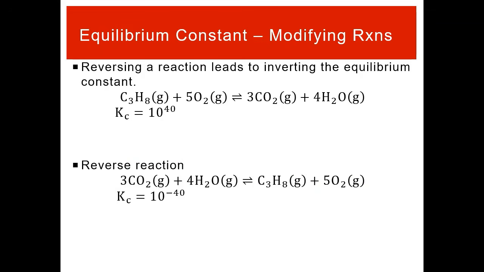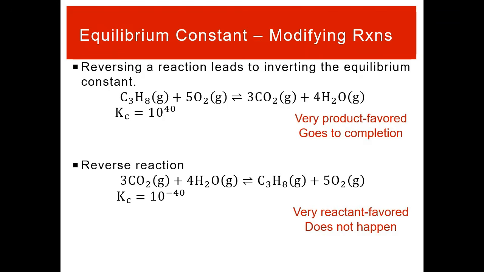We can also look at a bit more extreme reaction, the combustion of propane, C3H8 plus 5O2 gives me 3CO2 and 4H2O. So the Kc for that is 10 to the 40th. If we reverse the reaction, again, we just invert the equilibrium constant. So the reverse reaction has a Kc of 10 to the negative 40th. So we can see we go from a very product favored reaction, a reaction that goes to completion, to the reverse, which would be very, very reactant favored and does not happen. Right? These two things would be the opposite.